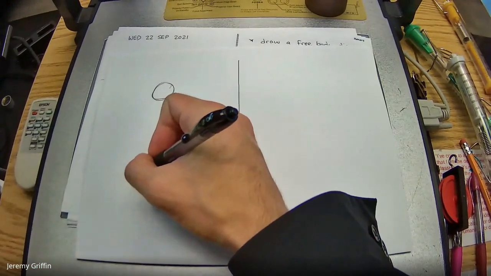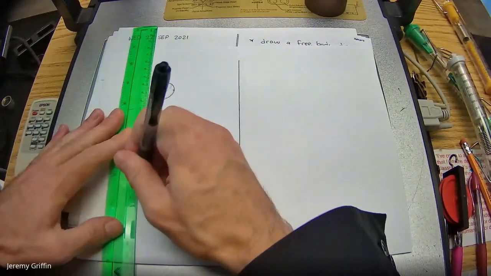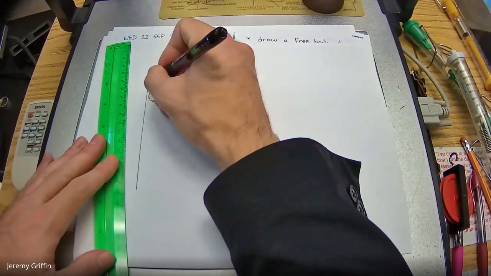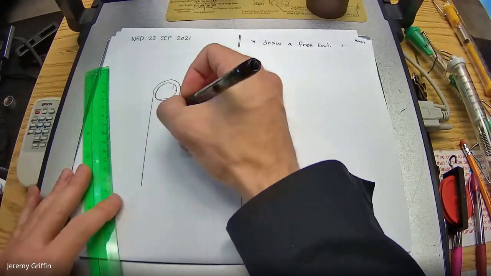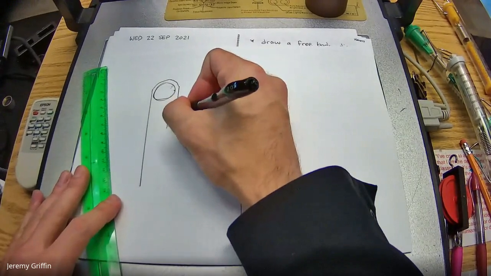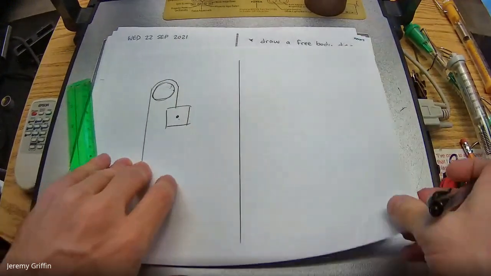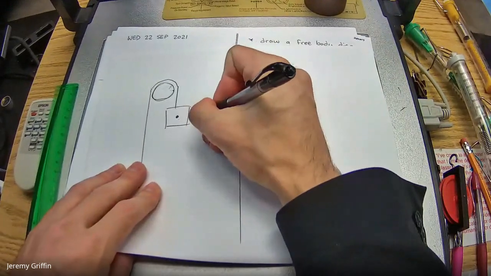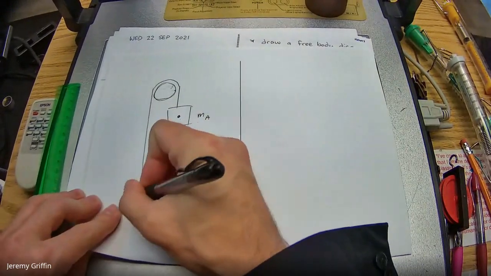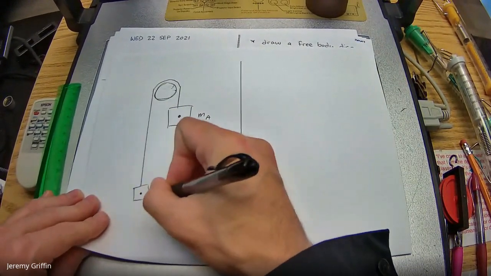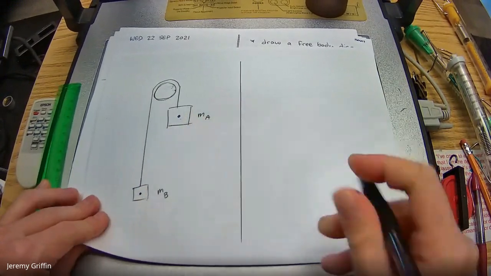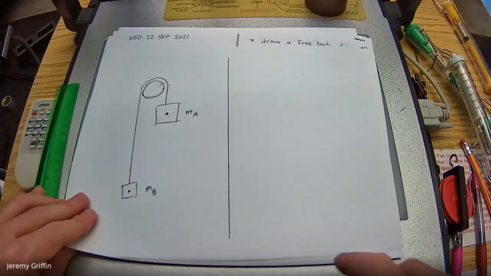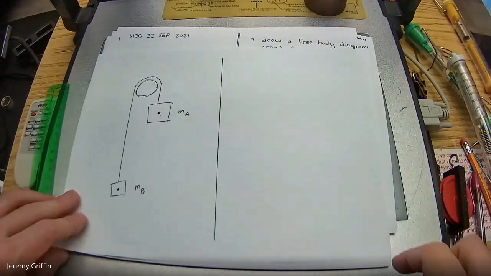Looks something like this. Got string. Maybe there's a big old mass up here. I'll call that mass A. And maybe a smaller mass down here. I'll call it mass B. Now, what are the forces on each one of those? We'll start with this and worry about the other one later.